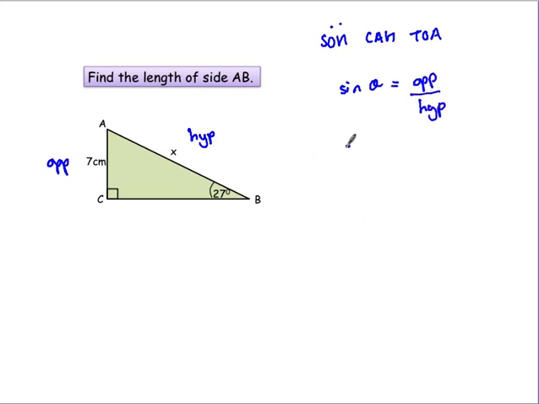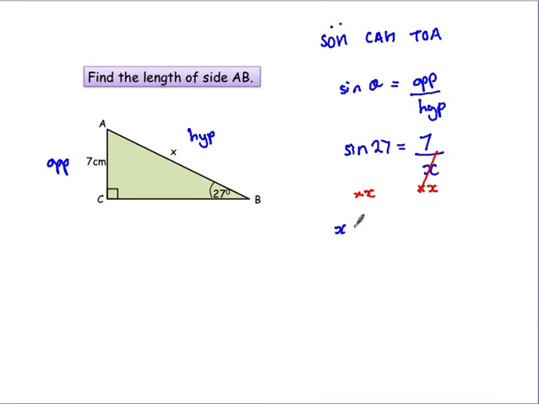Now let's stick the numbers in. So sine of the angle, which we know here is 27, equals the opposite, which is 7. So I do know the opposite this time on the top, and the hypotenuse is the bit I'm after, which is x. So here I've just got to move it all around a little bit to get the value of x. First of all I need to get it off the bottom, so I'm just going to multiply both sides by x. That will get rid of the fraction on the right hand side.